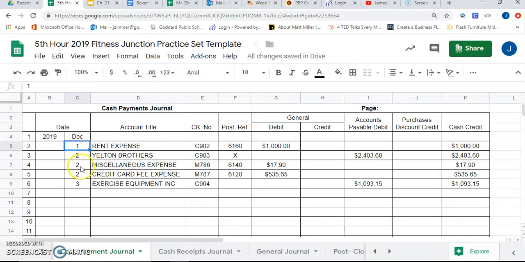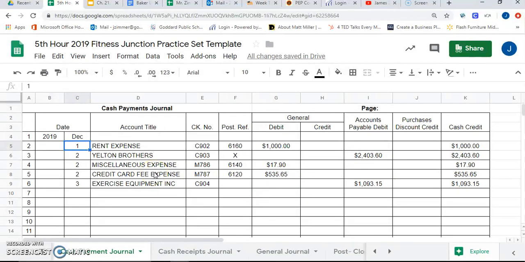Over here, there are memos on the second for both of these items, for miscellaneous expense and for credit card fee expense. This is for Form 7. This is for Form 8. You're going to put M786 because the memo is the source document, not a check here. These are posted already, so that was the post reference. You'll have to post those to the general ledger. Because they're general accounts, their amounts will go here. Because they're expenses, you got $17.90 and you got $535.65. That is also what the cash amount will be.